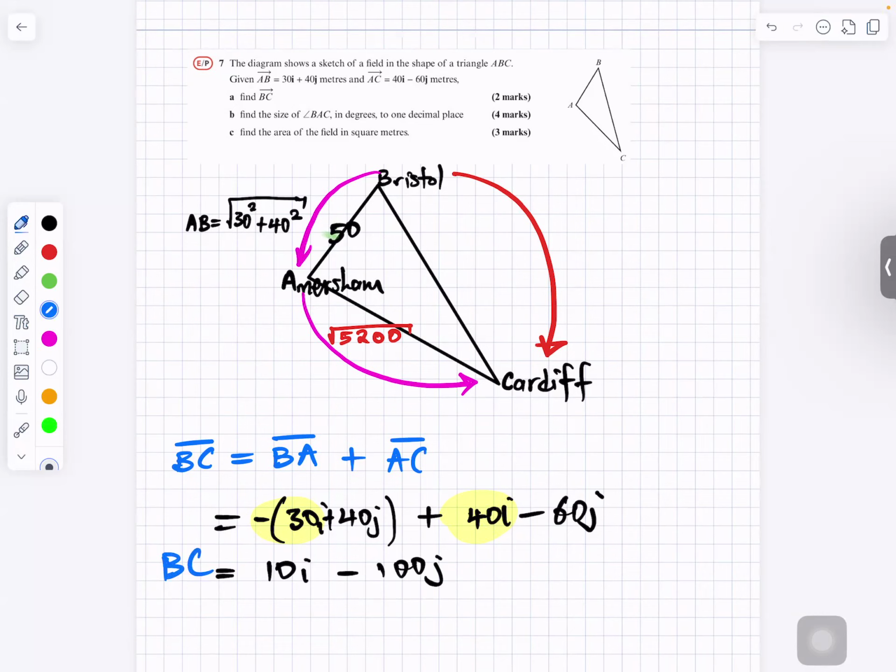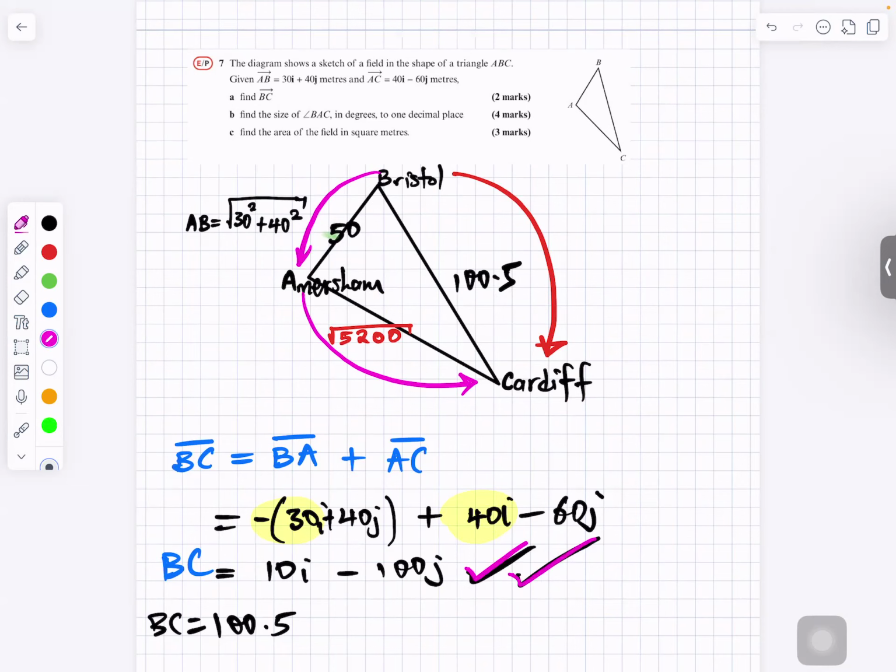Now you can find the magnitude of BC. Is it 100.5? Yes, 100.5, which is the square root of 10 squared plus 100 squared. That's what BC is. And that's it for part A. It says find BC, so BC is 10I minus 100J. That's what you wrote. That's all we wanted for part A.